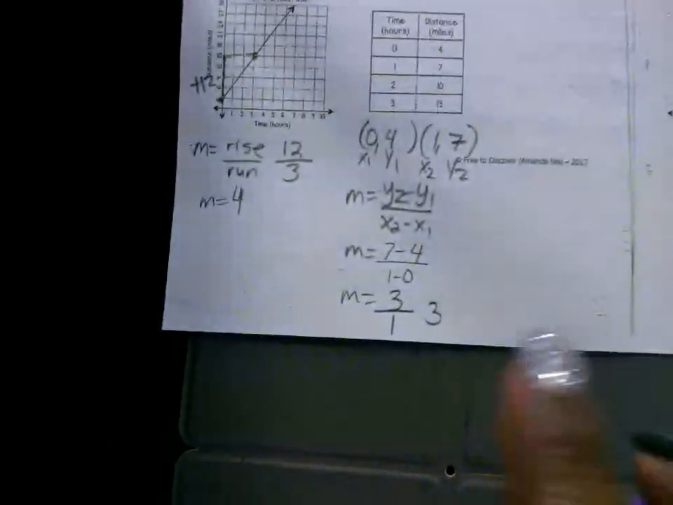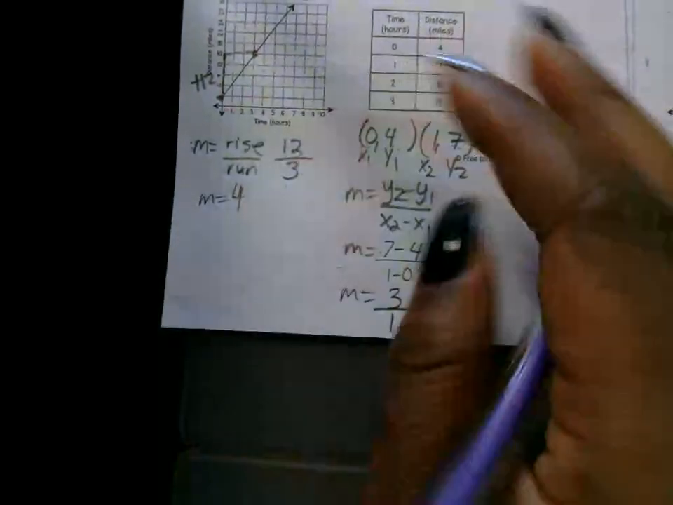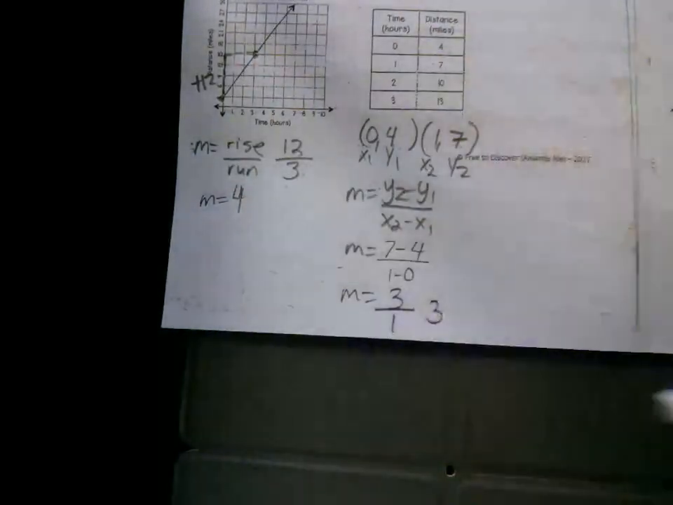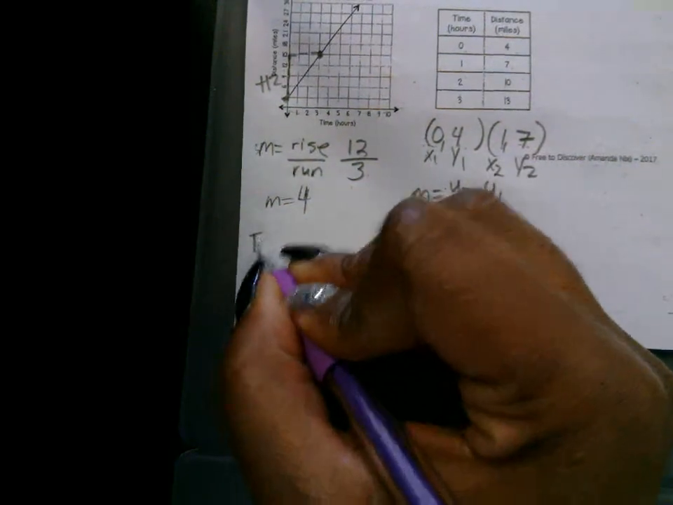So which one of these slopes is bigger, 4 or 3? 4. So the slope of the graph is bigger. Yes, baby.